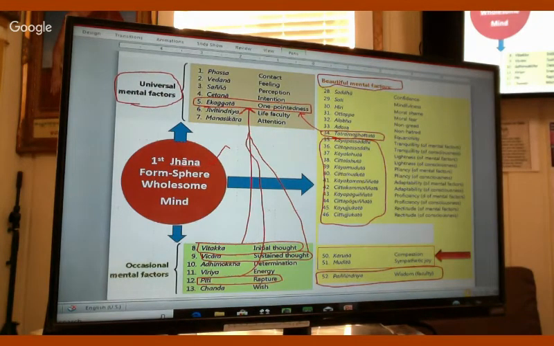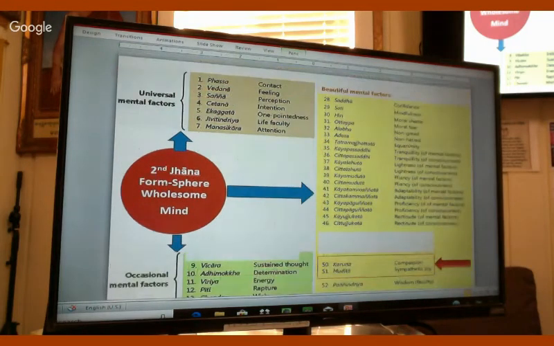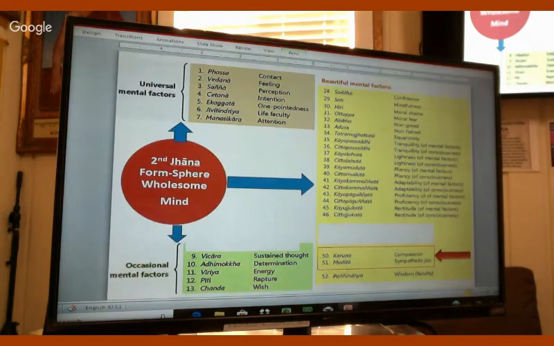So how about the second jhana? Same thing except for Vitaka. That's why here you see no Vitaka, isn't it? That's the only thing that's missing. That's the only thing very important to discuss. Why do we need Vitaka in the second jhana? We don't need Vitaka. It's already taken care of. We don't need it.